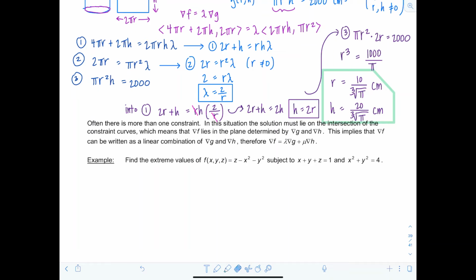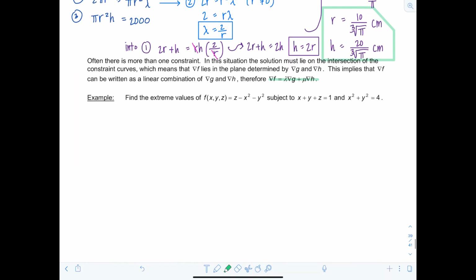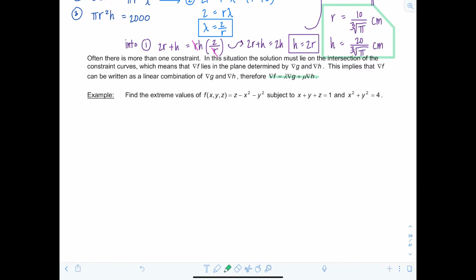So I just introduce a new scalar, so I would have gradient of f equals lambda times the gradient of g plus, and then we usually use mu next, times the gradient of h. Okay, so same process, you just have to take another gradient and slap a mu on there.